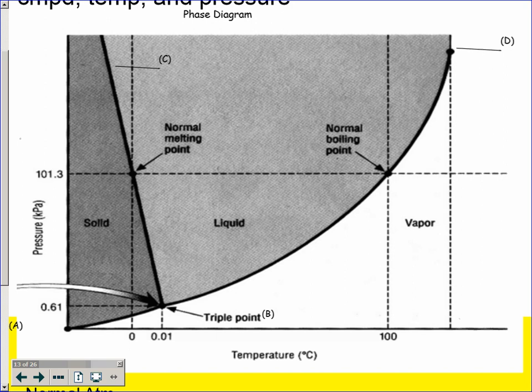There are a couple points I also want you to label. A is way down here on the corner towards the Y and X intercept. B is at the triple point. C is way up here. D is over here at the critical point. I think that's it.